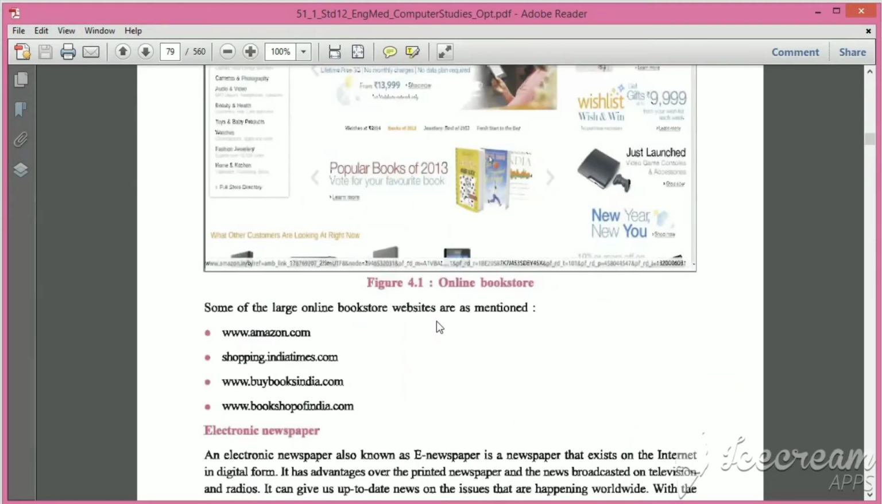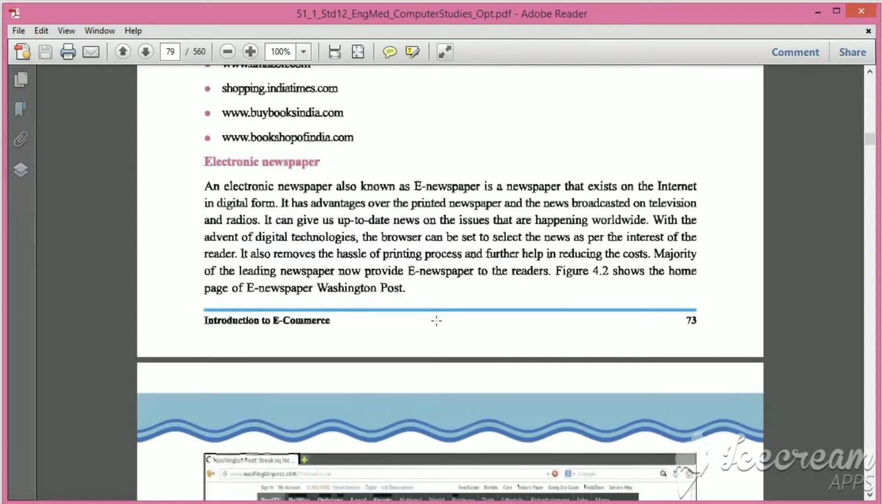Now other examples are as follows: shoppingindiatimes.com, buybookindia.com, bookshopofIndia.com. Now the second application of electronic commerce is the electronic newspaper.